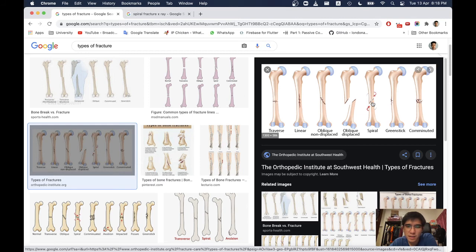And then the other question is which fracture requires the least energy trauma to occur. Is it transverse, oblique, or spiral? Have a think about it and then come back to the video. And the answer is spiral fracture. Spiral fracture requires the least energy to occur.